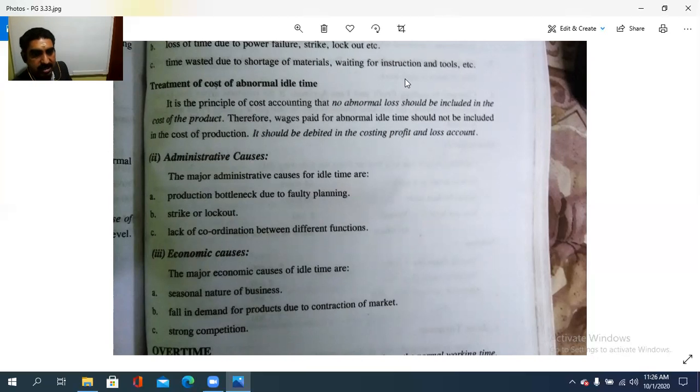ഇനി economic causes are seasonal nature of business, fall in demand for products due to contraction of the market and strong competition. So these are the productive, administrative and economic causes with regard to which one? Idle time. So what is an idle time?